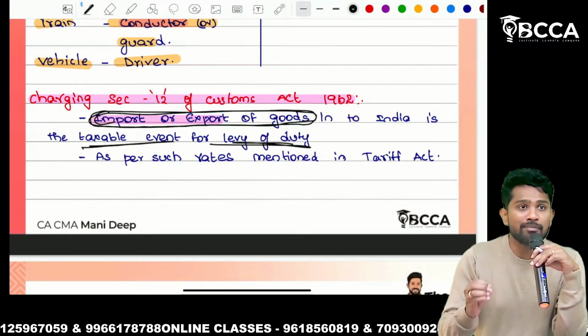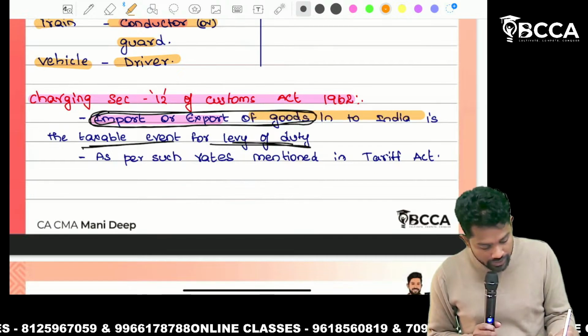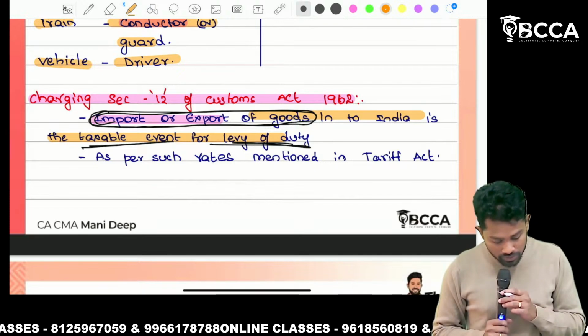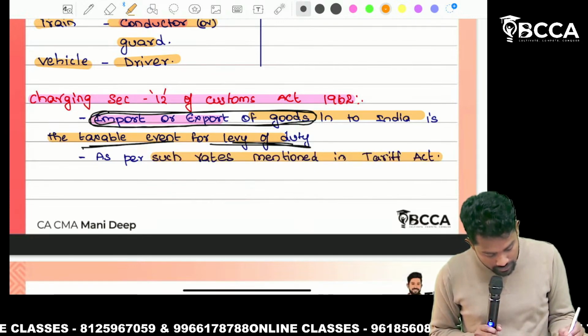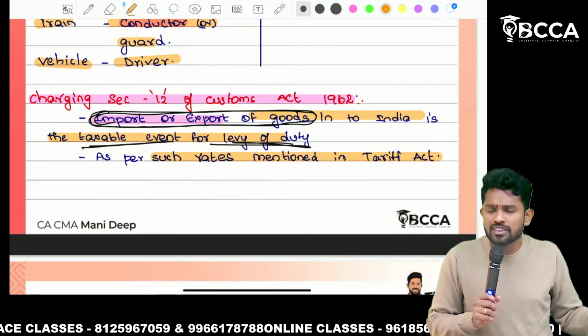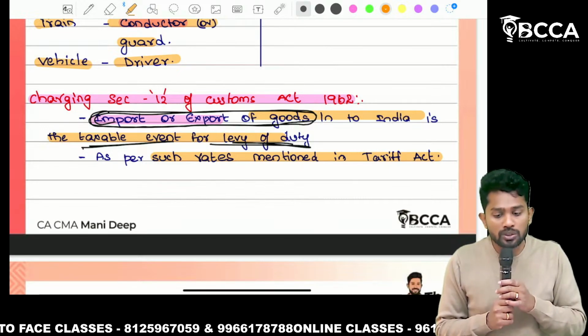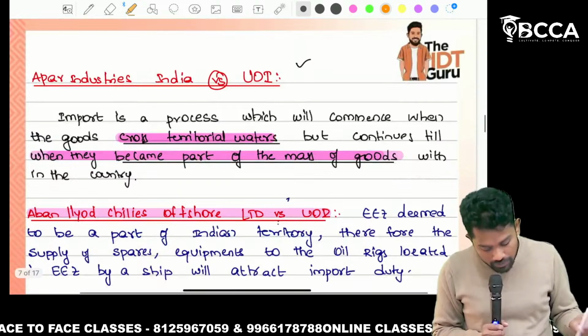So the triggering point is import or export of goods into India, which is the taxable event for levy of customs duty. And then the customs duty is levied as per the rates mentioned in the Tariff Act. So the charging section is very clear. To levy customs duty, what should have happened? Import or export.